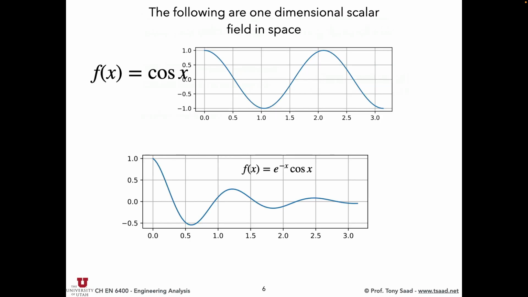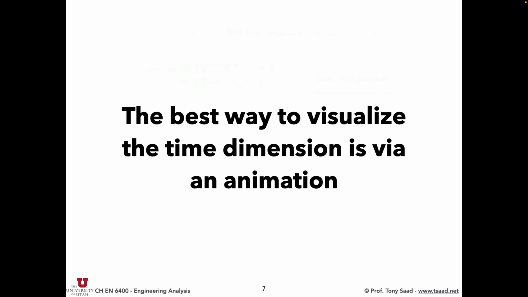For example, this is a scalar field in one-dimensional space. This is also a scalar field in one-dimensional space. So they both change in space, right? Now, if you want to add time, the best way to visualize the time dimension is to do an animation. Because we always feel that space is static, but time moves on. So the way you describe this when you're visualizing things is to actually do an animation.